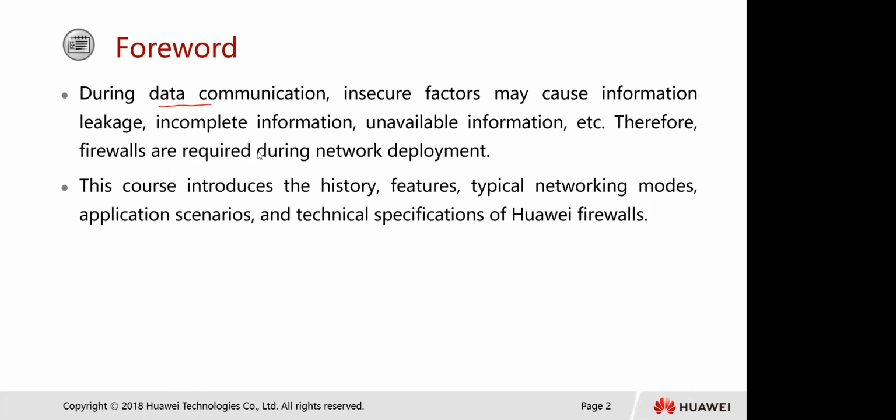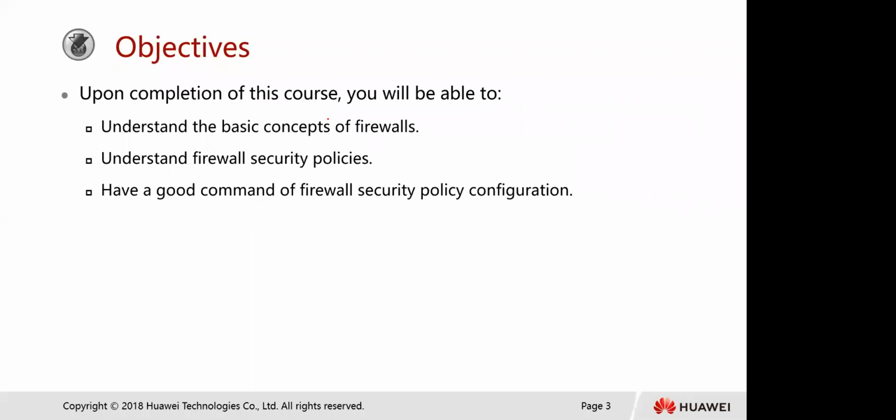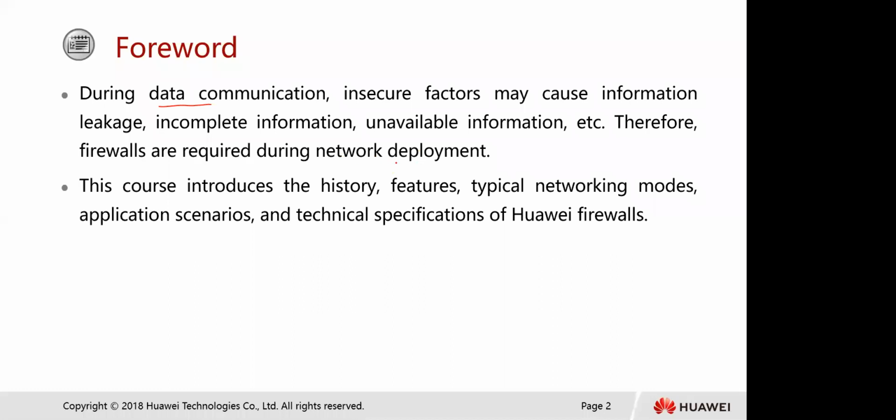Thank you. So we're saying that during data communication, insecure factors may cause information leakage, incomplete information, unavailable information, etc. Therefore, firewalls are required during network deployment. Why? Because we want to be able to protect ourselves from leaking our information or having incomplete information, or even us being denied access to our information, plus so many other things like information modification, manipulation, or playing around with its integrity. That's why we need our firewalls during our network deployment.